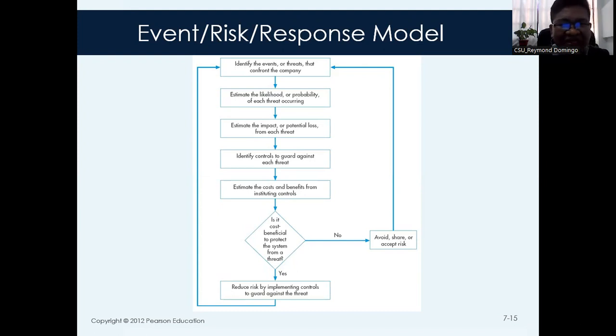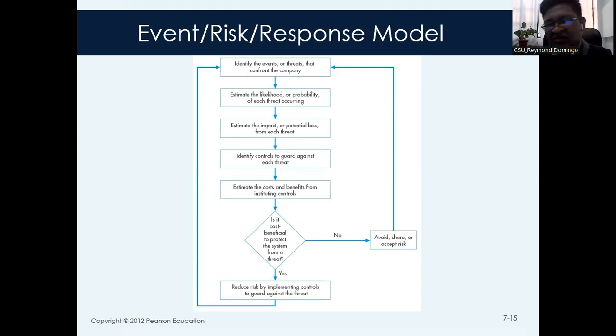Ano nga ba yung mga risk natin? Ano nga ba yung mga threats that are available or that are existing, okay? Na pwedeng kaharapin ng company or kumpanya natin. Okay? So we have to identify them, class. Okay? Pag na-identify natin, uy, eto pala yung risk natin. We have to estimate the likelihood or probability of each threat occurring.